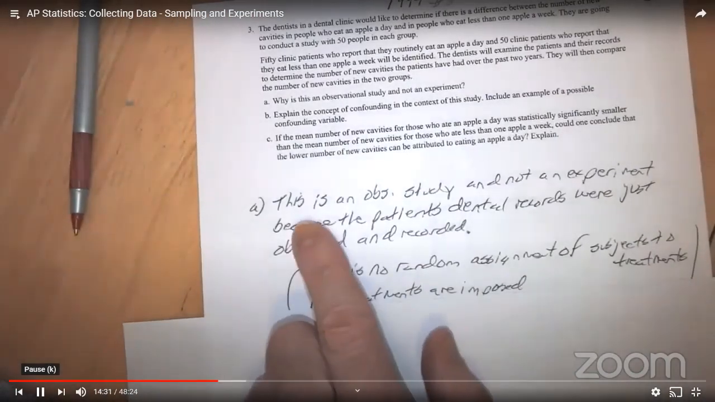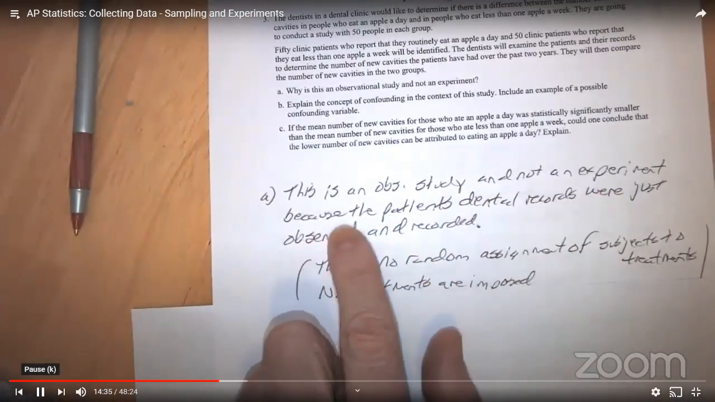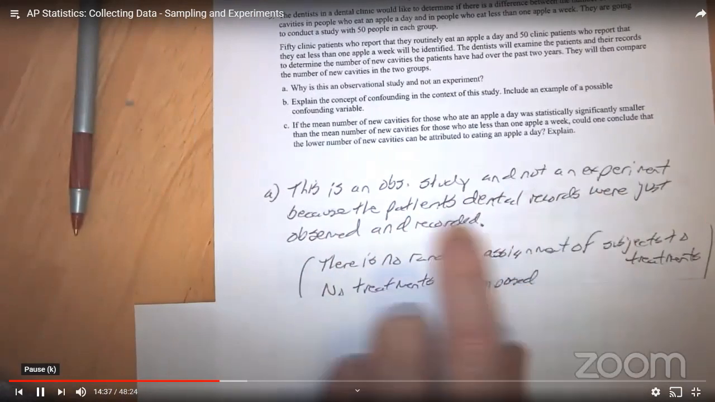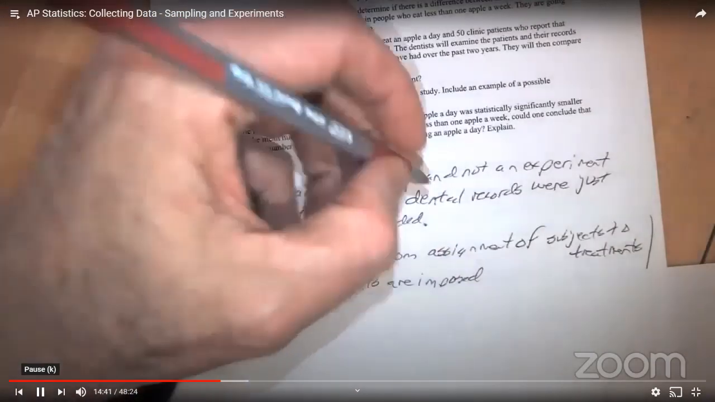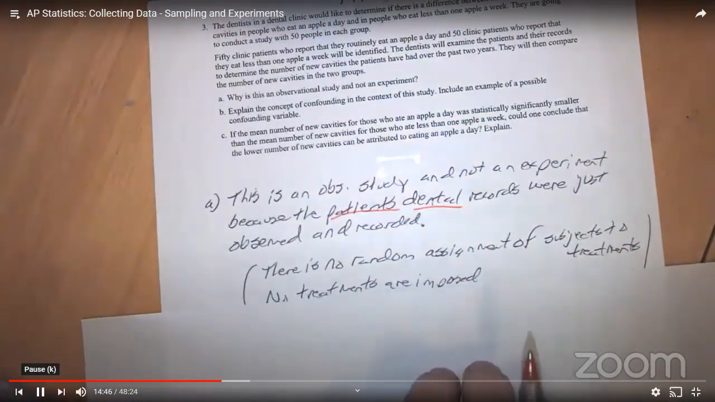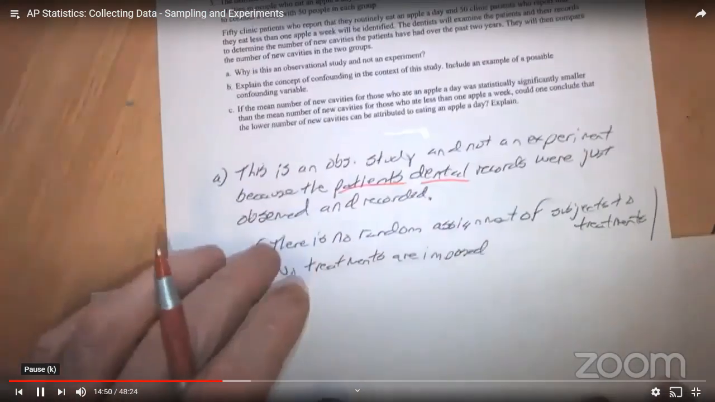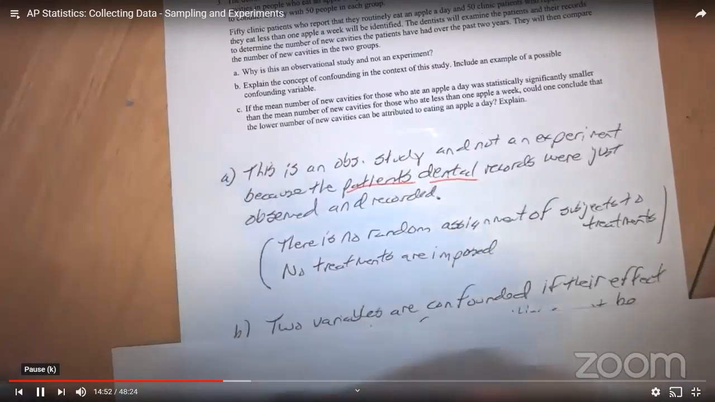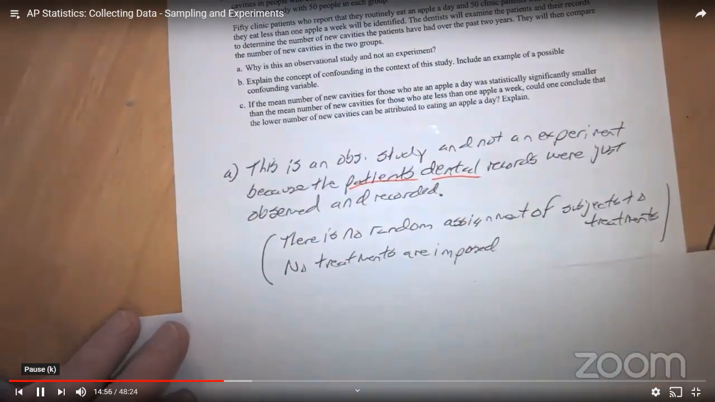So this is an observational study and not an experiment because the patients' dental records were just observed and recorded. It's one sentence. I did try to get some context in there, patients or dentists and cavities, which is super important. Down here in parentheses, I came up with some potential other ways to correctly answer this.